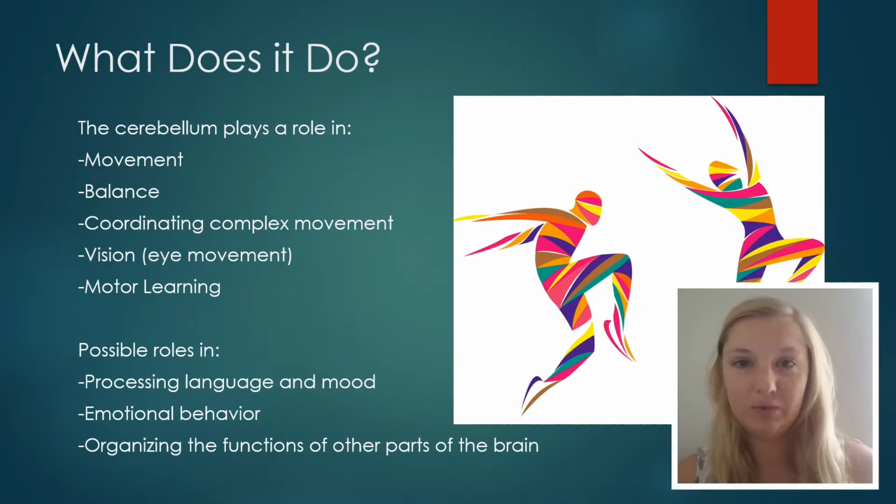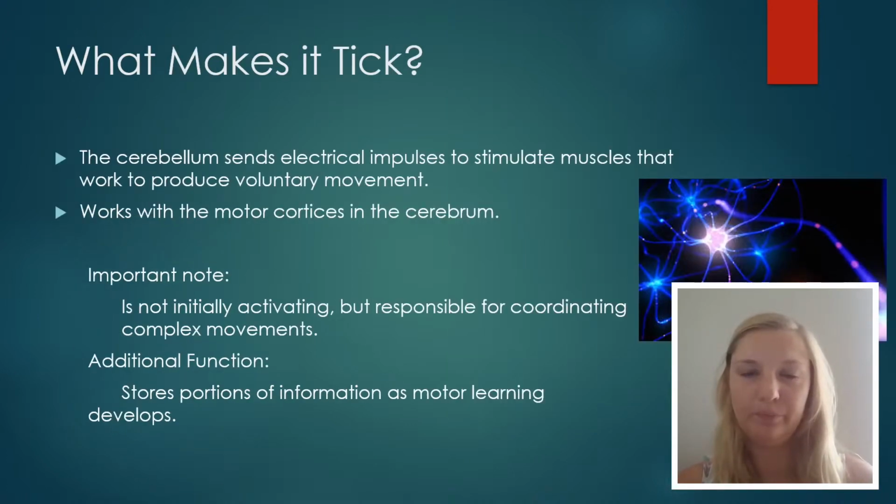So what does it do? The cerebellum plays a major role in movement, balance, coordinating complex movement, vision or eye movement, and motor learning. Some research suggests that the cerebellum also possibly plays a role in processing language and mood, emotional behavior, and organizing the functions of other parts of the brain.